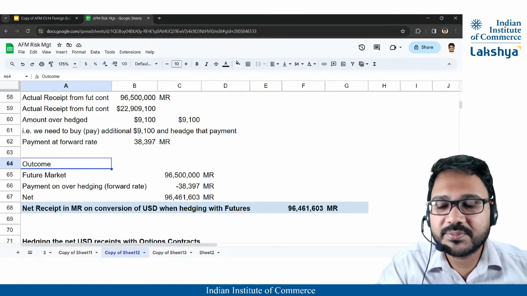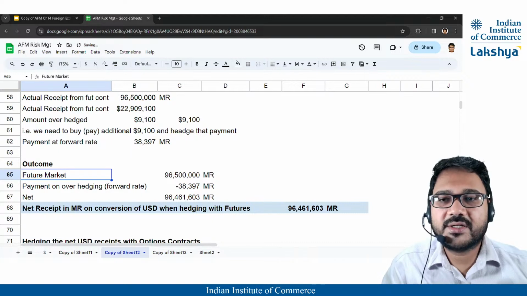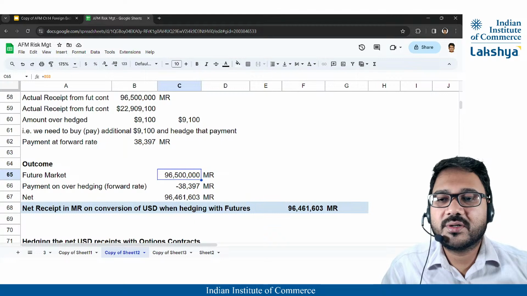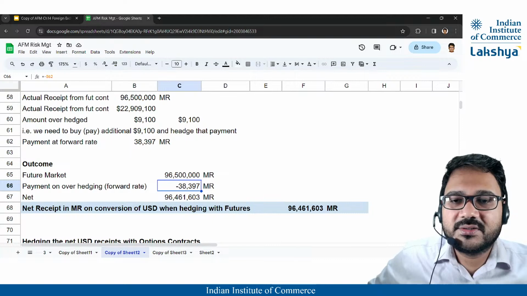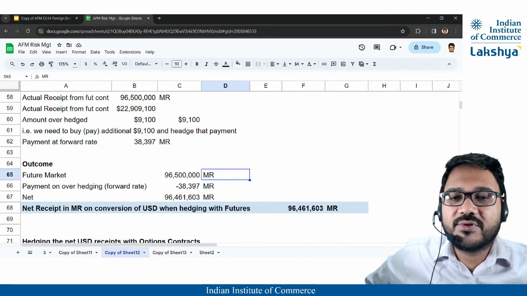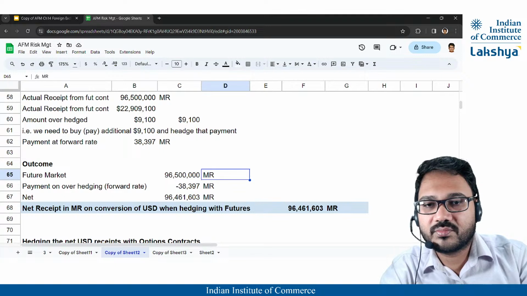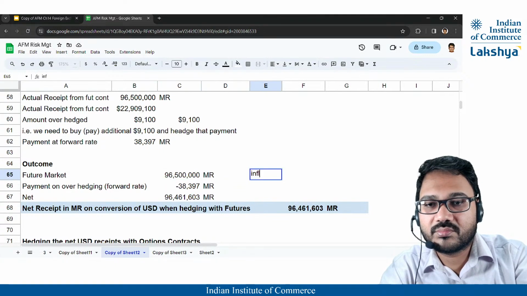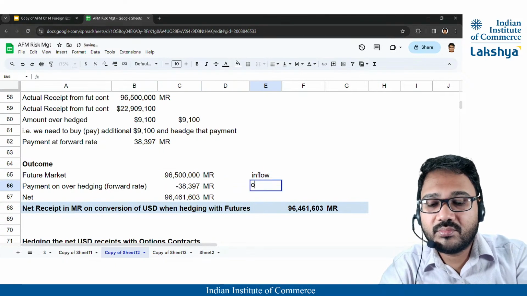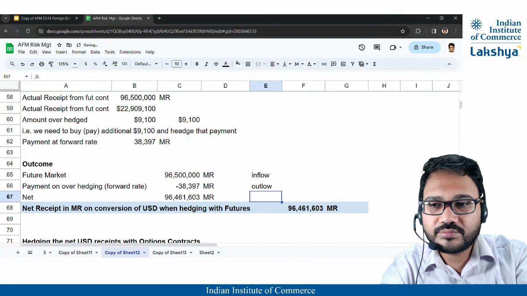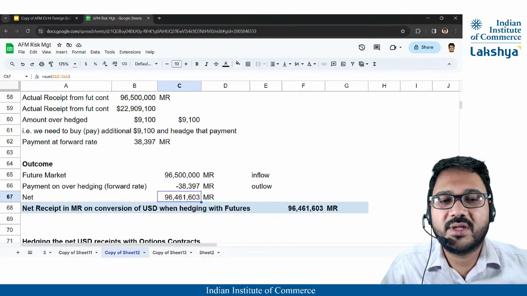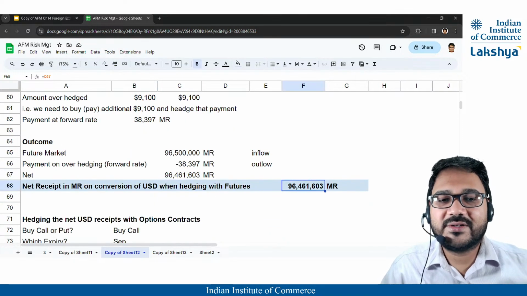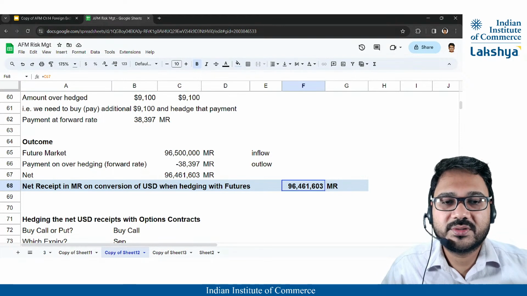So the final outcome is, in the futures market, you are going to receive 96.5. Payment for over-hedging is minus 38. This is an outflow, this is an inflow. So net you are receiving 96.46 million MR. That's your net receipt using futures.